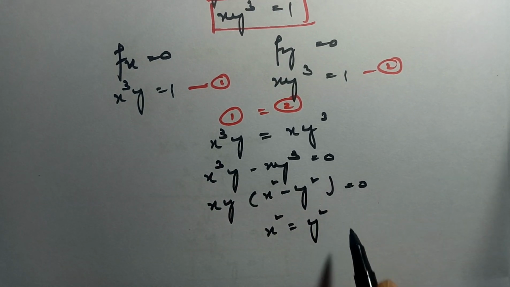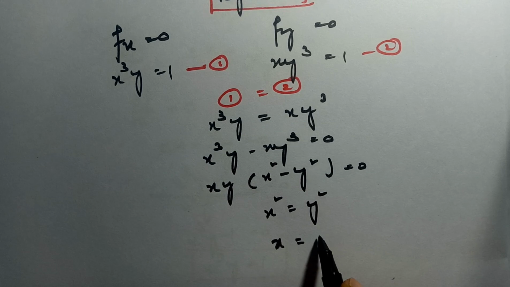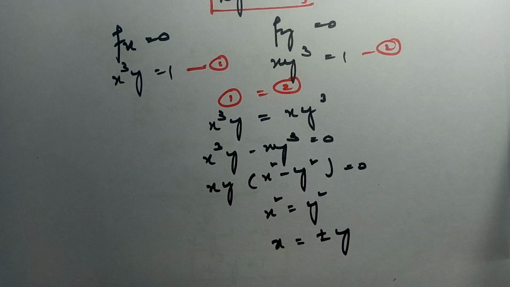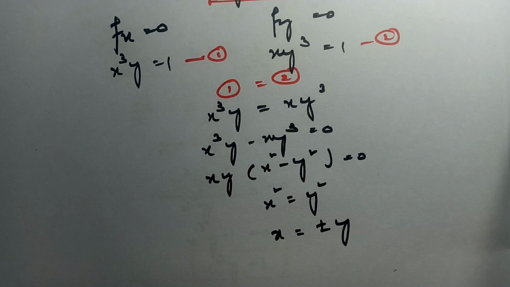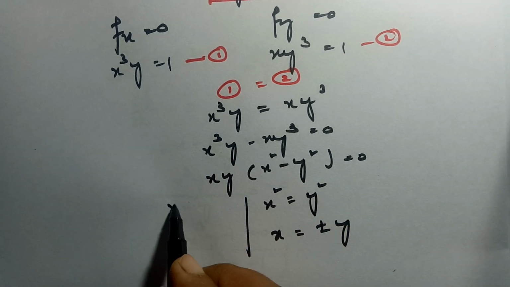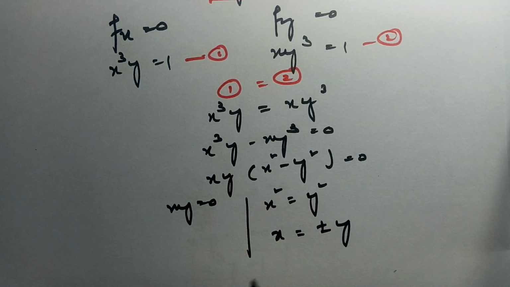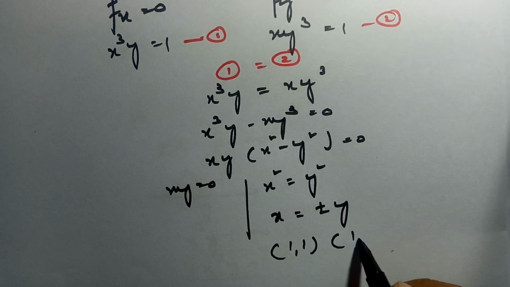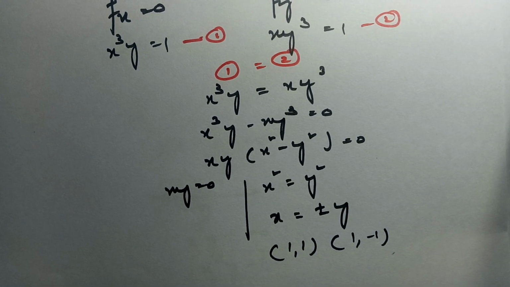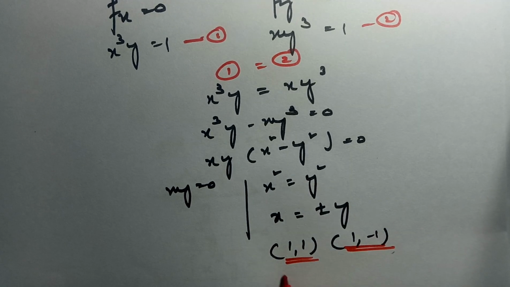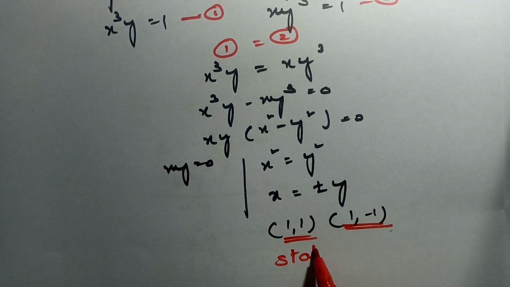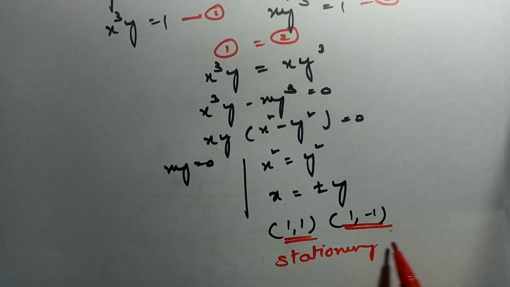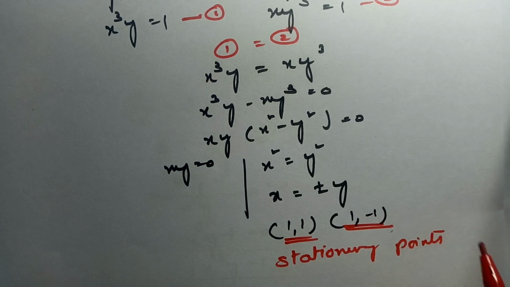So x square is equal to y square, and x is equal to plus or minus y. So x is equal to plus or minus y, and this is xy is equal to 0. So what will satisfy? 1 comma 1 and 1 comma minus 1. These are the only 2 points. These are the stationary points.